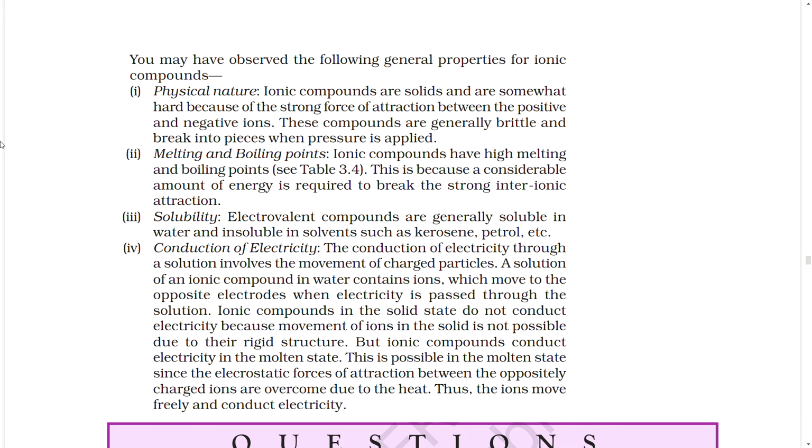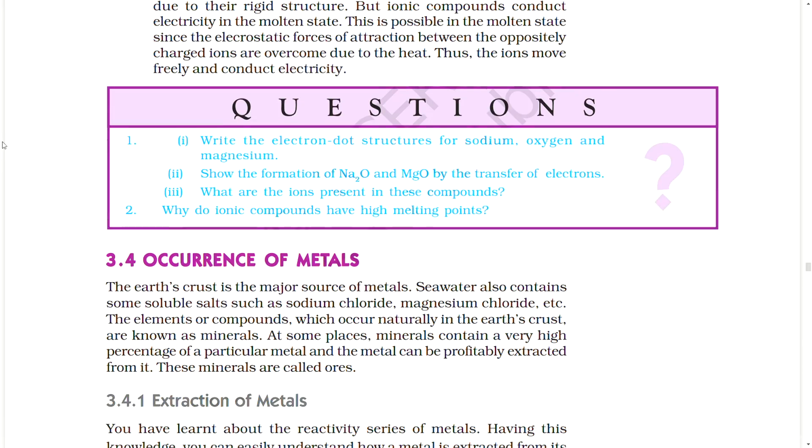But ionic compounds conduct electricity in the molten state. This is possible in the molten state since the electrostatic forces of attraction between the oppositely charged ions are overcome due to the heat. Thus, the ions move freely and conduct electricity. Questions? Do this and comment this.